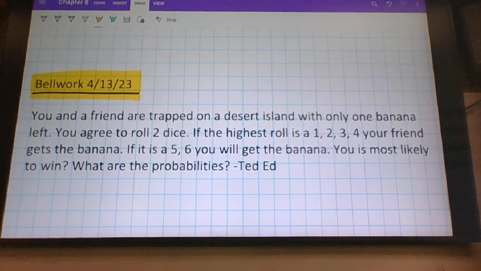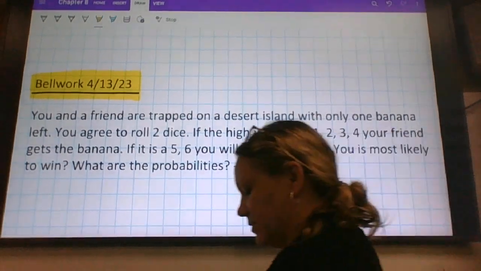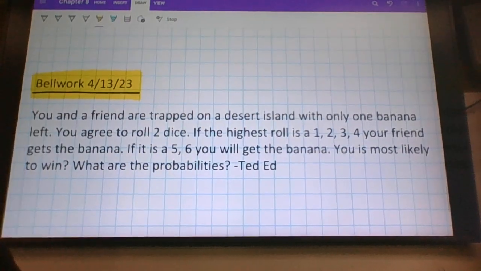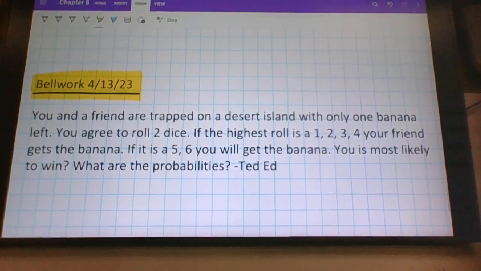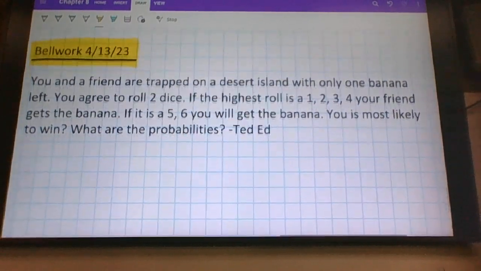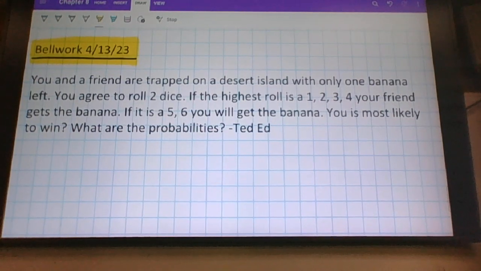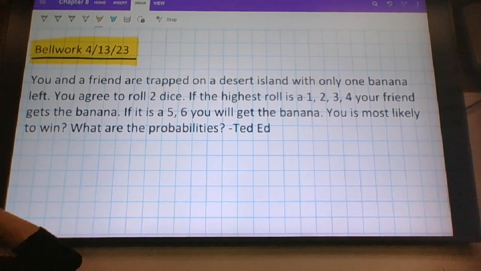I think we found the possible outcomes if you roll two dice. So you have the sample space of rolling two dice already on the paper from yesterday. First off, our initial instinct: who do you think is more likely to win the banana, 1, 2, 3, 4, or 5 and 6? Yeah, 1, 2, 3, 4 seems to have a higher chance.